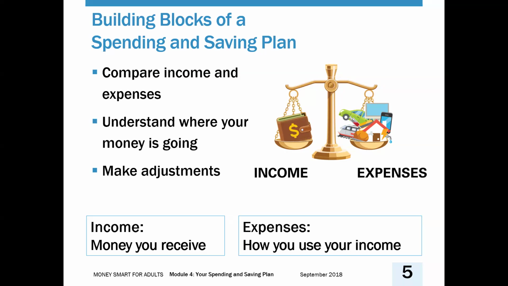Spending and savings plans bring together two essential topics, income and expenses. Income is money that you receive. This is going to be from earned income, from assets or investments, public benefits that you may receive, or other income such as gifts, child support, things like that. And then the other term is expenses, how you use your income. It could be through savings, sharing, whether you give to a nonprofit, or whether you spend the money.